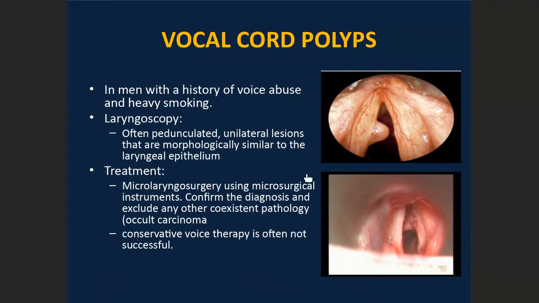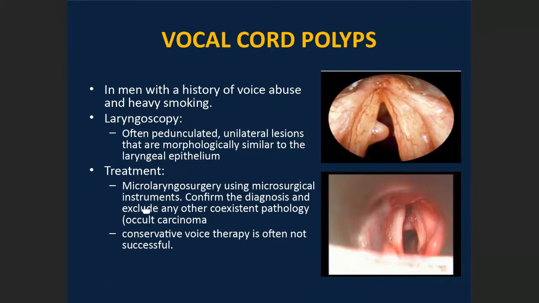On laryngoscopy, it is often a pedunculated unilateral lesion, not like the focal cord nodule, which is usually bilateral. The nodule starts from one side, but because of contact it causes inflammation on the other side, so it becomes bilateral, and the patient will have dysphonia. While here it is only unilateral, and it is not whitish like the nodule. It is similar to the mucosa of the focal cord.